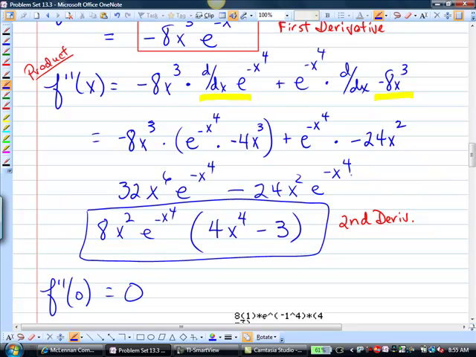When you get that far, you want to look at it and say, what can I factor out? Out of 32 and 24, you can take out 8. You can take out x squared. Remember, you take the smallest exponent, so 8x squared, and then I can take out e to the negative x to the 4th. And you're left with 4x to the 4th minus 3. And that's your second derivative.